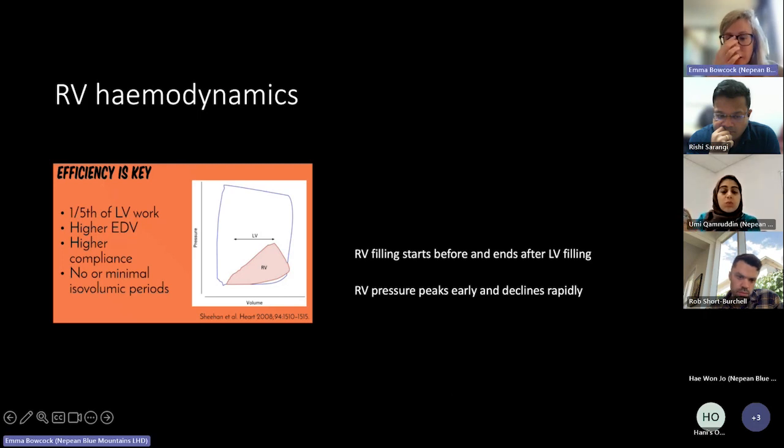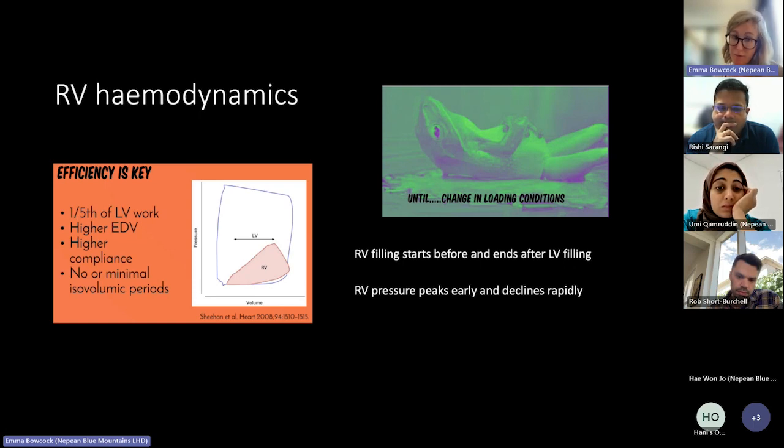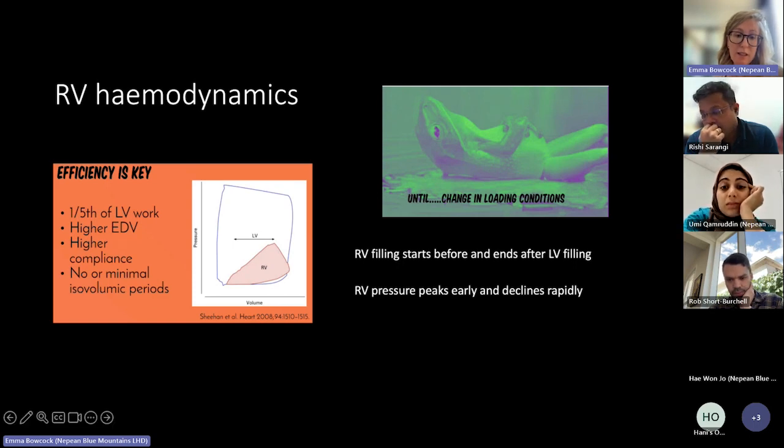So I like to think of the RV as a pretty chilled out ventricle. It is in health. You can see the differences in the pressure volume loops, which I'll talk a little bit about. As I said, it has about a fifth of the work of the LV. It's very efficient. A lot of this is because it's ejecting into this low impedance, highly compliant pulmonary vasculature. It's got a slightly higher end diastolic volume.